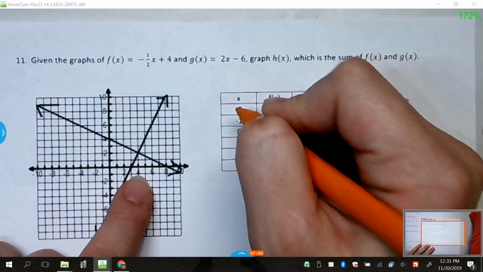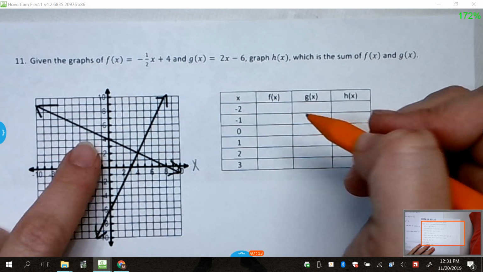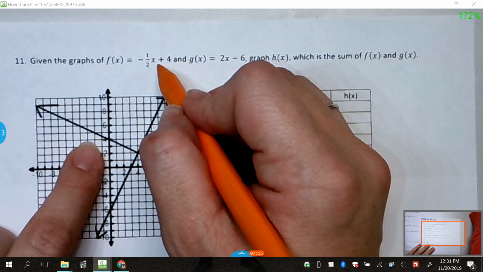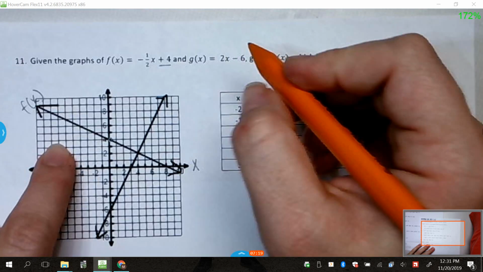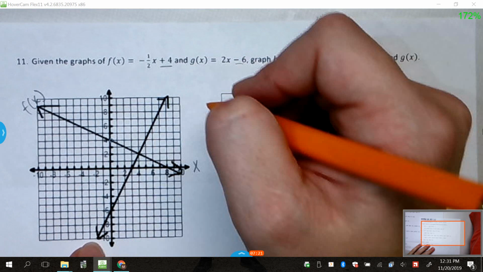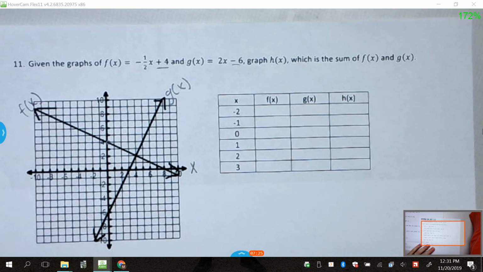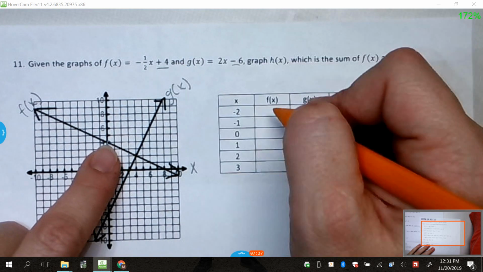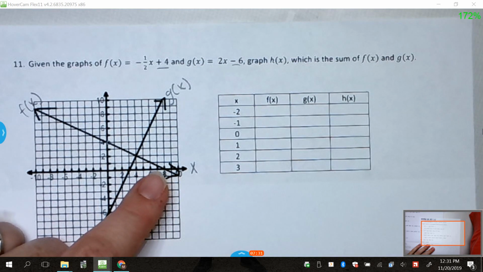So if I'm giving you x, x is negative 2, so f of x is at positive 4, so that's this one. So this is f. This one starts at negative 6, so this is g. Those will be labeled on your test too. So f of x is this line. I'm going to use my colors.